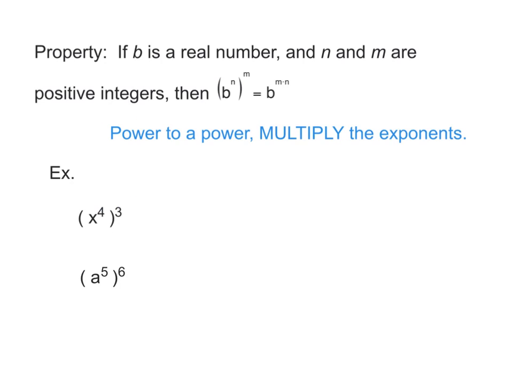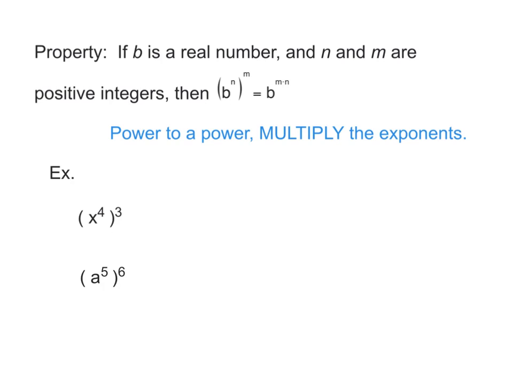Here's another property. If b is a real number and n and m are positive integers, then b to the n to the m equals b to the m times n. This is what I refer to as power to a power. In this case, the exponents are right next to each other. There's no other letter. When that happens, you can multiply the exponents.